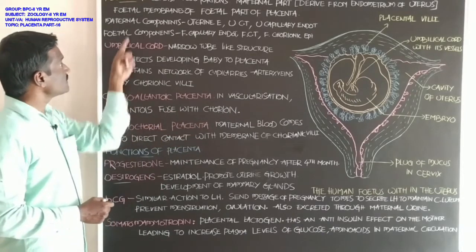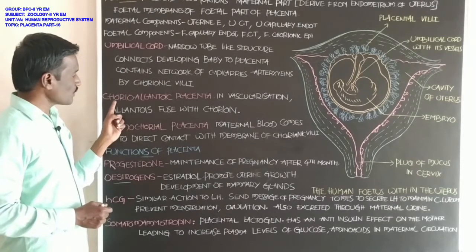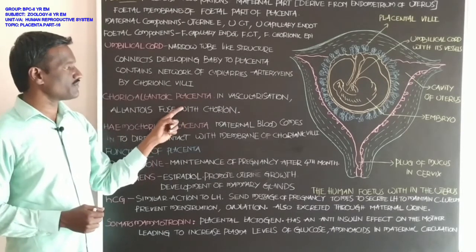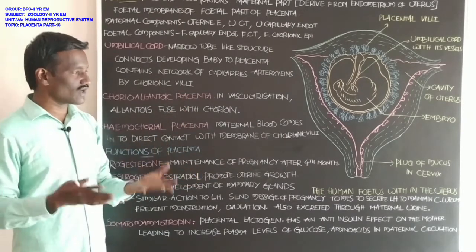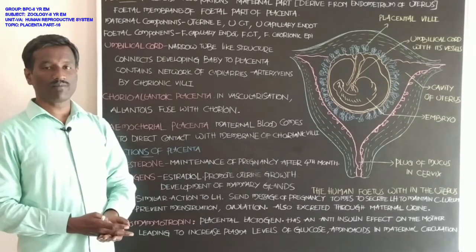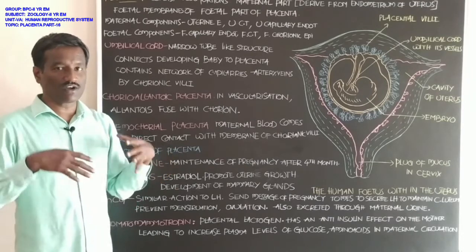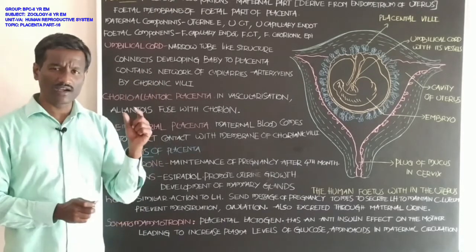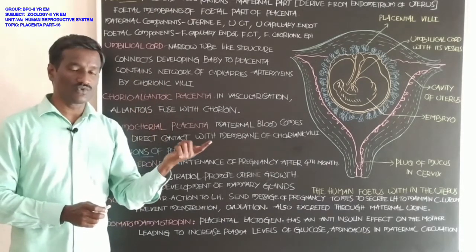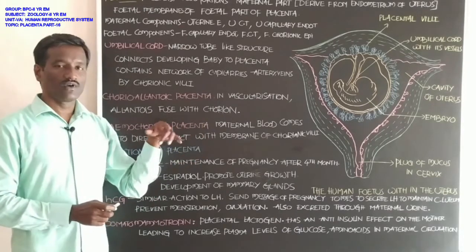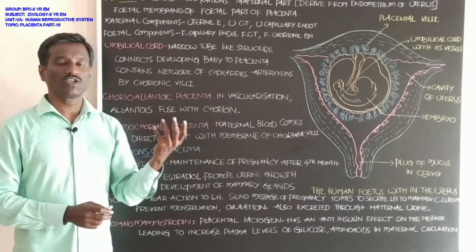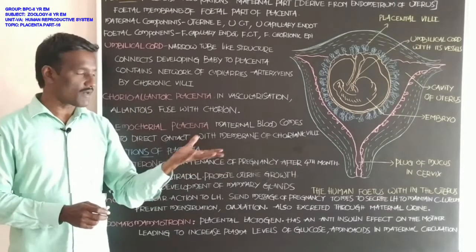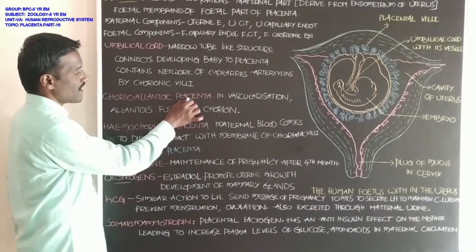Next, the placenta is also called chorioallantoic placenta. What is the meaning of chorioallantoic placenta? Vascularization means the formation or development of blood vessels. The allantois, which is one of the fetal membranes, is fused with the chorion. This leads to the development of a large number of blood vessels in the formation of the placenta, so it is called chorioallantoic placenta.